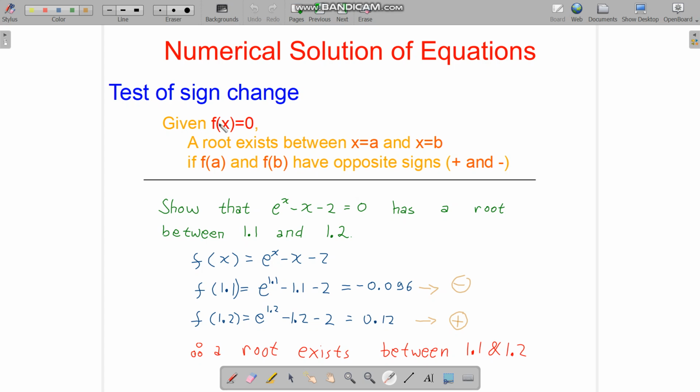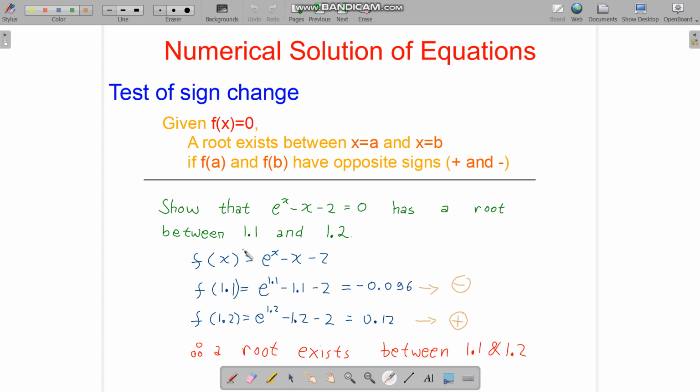For example, given f of x equals 0, a root exists between x equals a and x equals b if f of a and f of b have opposite signs, plus and minus or minus and plus. Notice that we are using small f here. So for example, show that e to the x minus x minus 2 equals 0 has a root between 1.1 and 1.2.